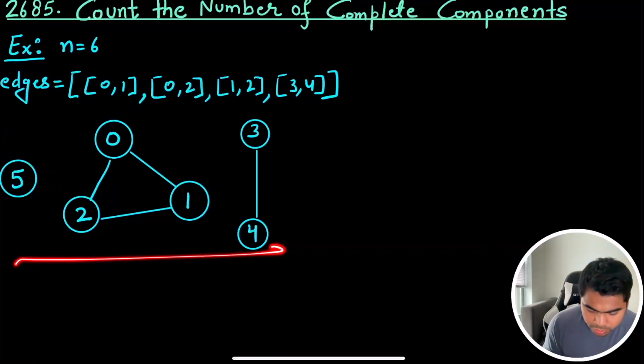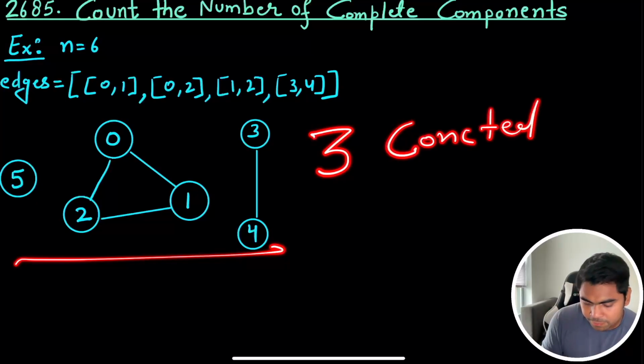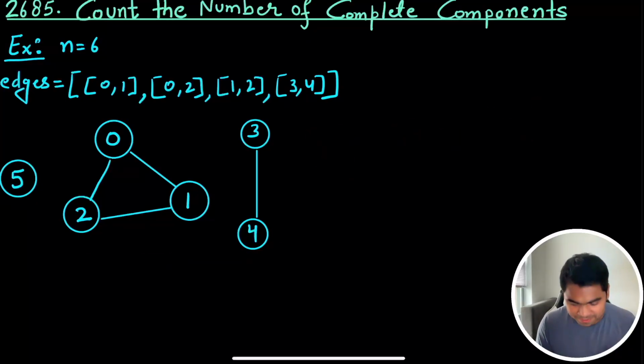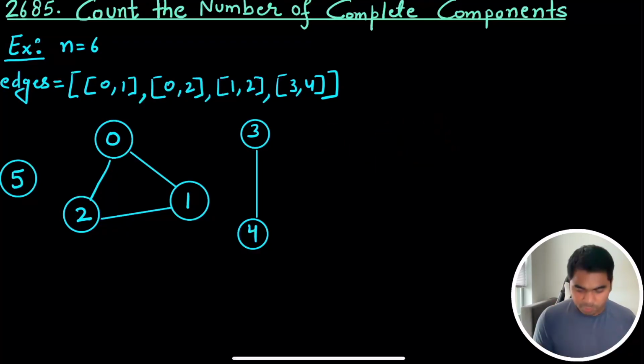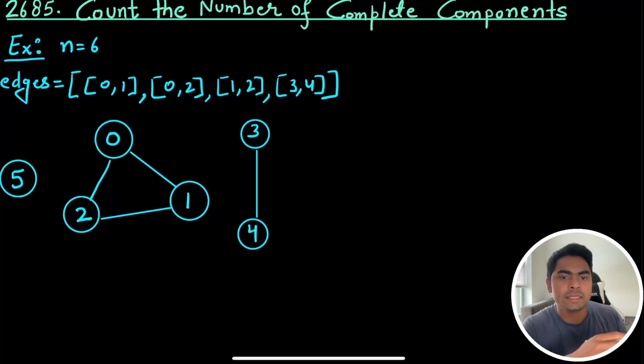So there are a total of 3 connected components, so 3 CC. So what do we need to tell? We need to find the number of complete connected components. So what are complete connected components? As we just read, a complete connected component is a component where all the nodes are connected to every other vertex in that component.